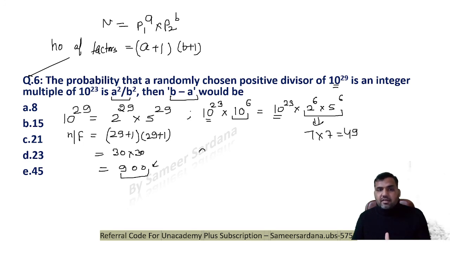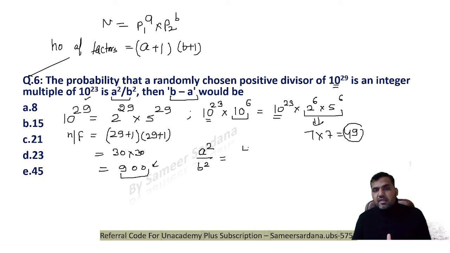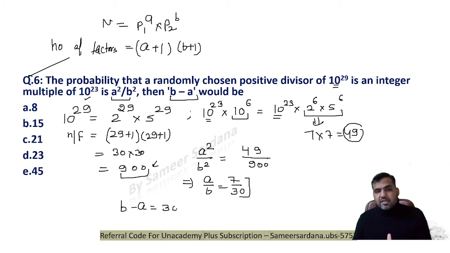So the probability that a randomly chosen positive divisor of 10 power 29 is an integral multiple of 10 power 23 has favorable cases 49 and total number of cases 900. So here, a upon b will be 49 upon 900, that is 7 upon 30 squared. Therefore, b minus a would be 30 minus 7, that is 23. D option would be the correct answer.